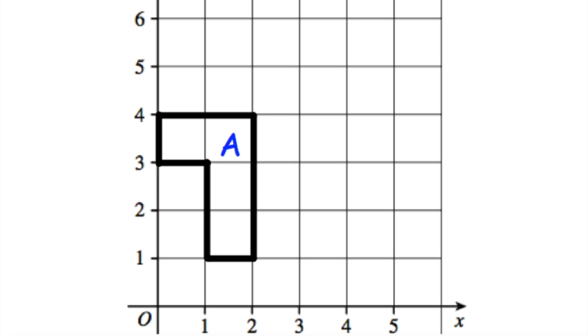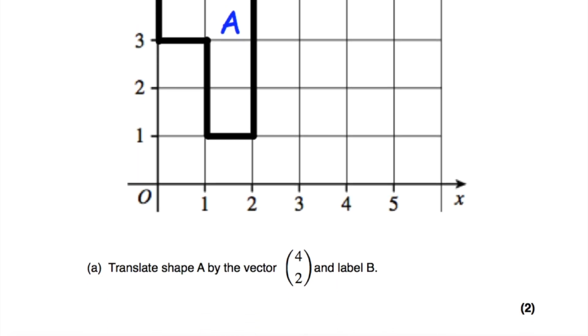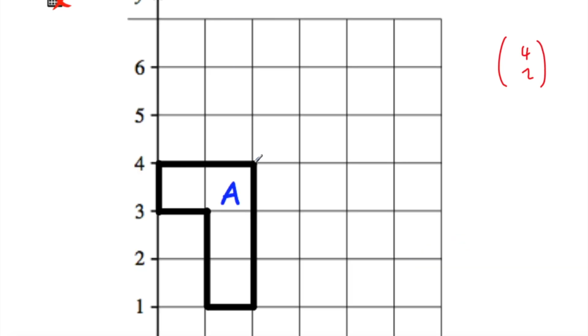So we've got the shape A, and the question says to translate A by the vector (4, 2) and label it B. Remember, the number on the top means left or right, and because it's positive, it's 4 squares right. Beneath that, we've got 2, which means 2 squares up. So we're going to translate it 4 squares to the right and 2 squares up.